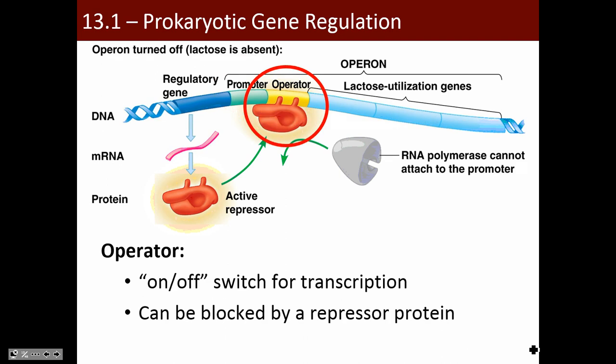The operator is essentially the on-off switch, and it's able to block transcription of the lactose utilization genes. So if our repressor protein from our regulatory gene is attached to the operator, and RNA polymerase tries to come up and bind to the promoter, this repressor protein is actually blocking the promoter. So RNA polymerase is either unable to bind, or if it's able to bind, as it starts to move forward, it gets knocked right off.